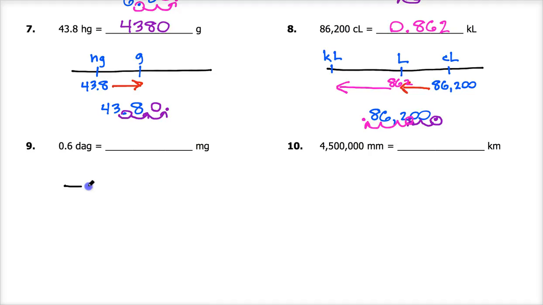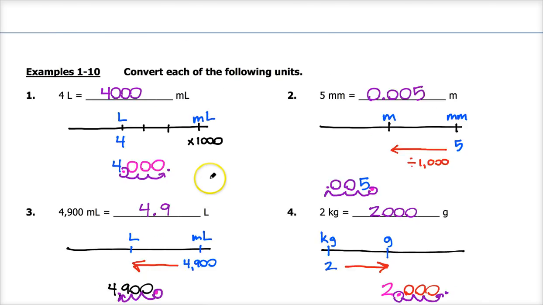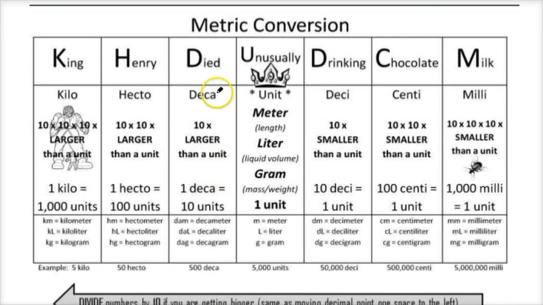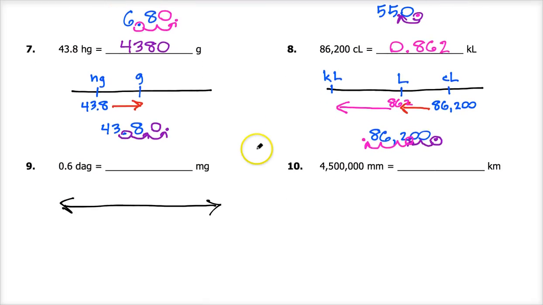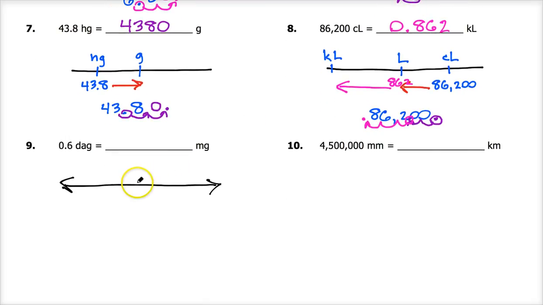Number 9, we have 0.6. DAG is the prefix for decagram. Okay, there's a difference between decagram and decigram. Decagram is larger than a gram. So if grams are right here in the middle, decagrams are going to be a little bit larger than those. We have 0.6 decagrams and we're going to milligrams. So we need to move our decimal point to the right. We're going to start by moving it 1 place to the right to get to grams.